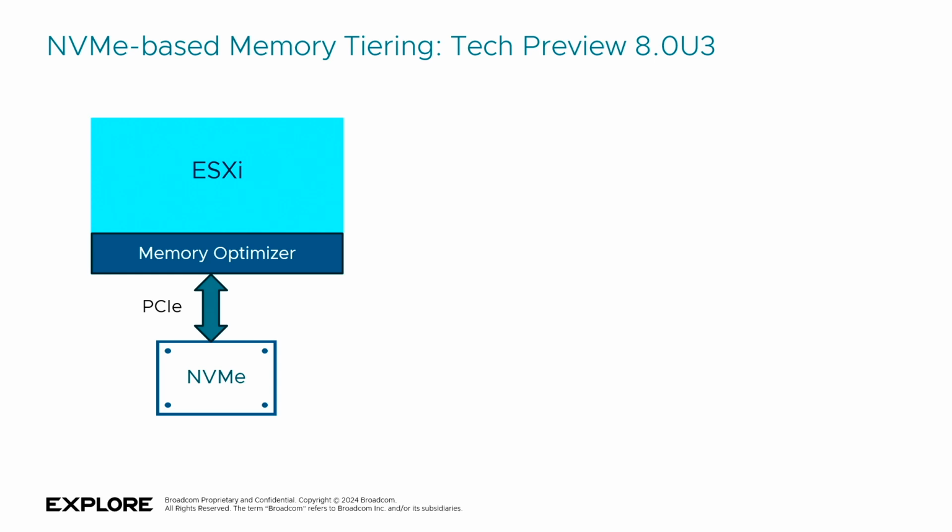So this is the first solution, and a lot of you might be familiar with it by now. This is NVMe-based memory tiering. We announced a tech preview of it with 8.0 U3. This allows you to take the 8.0 U3 vSphere release and actually try memory tiering in your environment. It's really simple to configure. It just involves checking a configuration option and choosing an NVMe device, and that's it, nothing else.